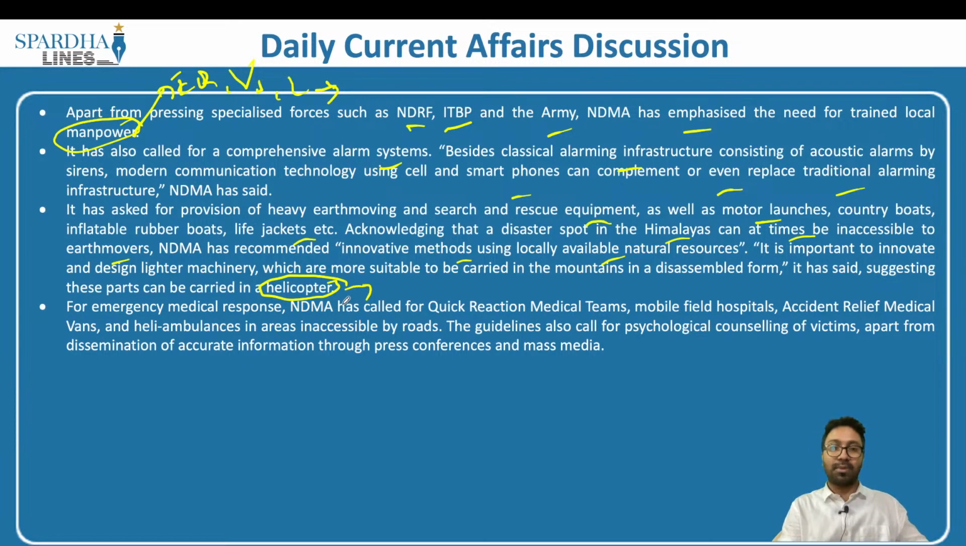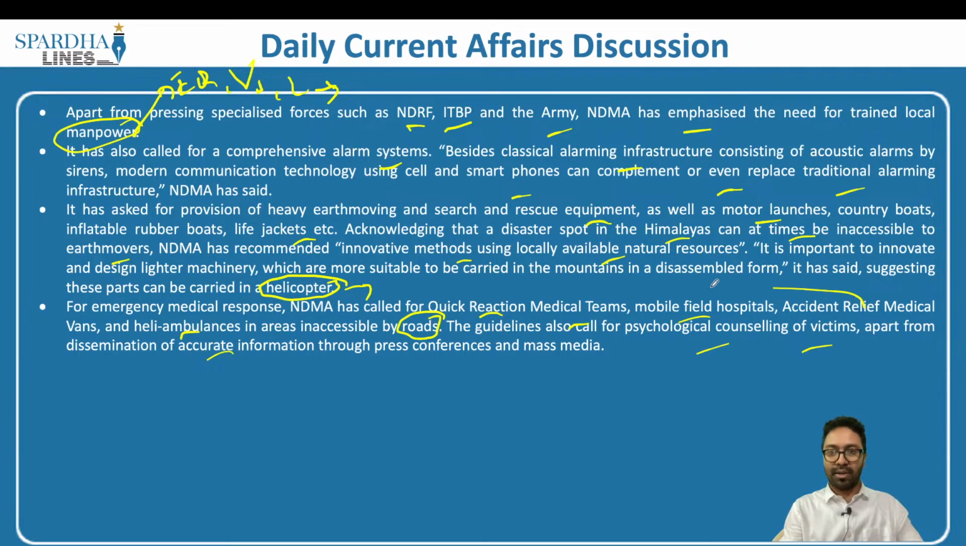So all these measures will have to be taken, and the NDMA has called for quick reaction medical teams, mobile field hospitals, accident relief vans and heli ambulances in areas inaccessible by roads. The guidelines also call for psychological counseling of the victims, apart from dissemination of accurate information.